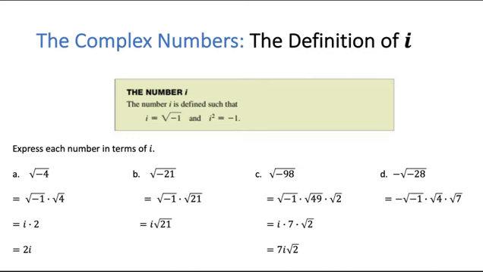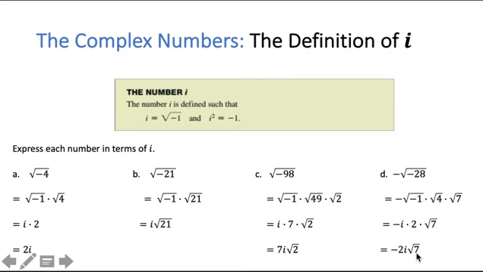Okay, last one. Square root of -28. Now, once again, I'm separating the square root of -28 into the square root of -1 times the square root of 4 times the square root of 7. The square root of -1 is i, the square root of 4 is 2, and the square root of 7 can't be simplified. It's just the square root of 7. So our final answer is -2i times the square root of 7. Okay, -2i times the square root of 7.